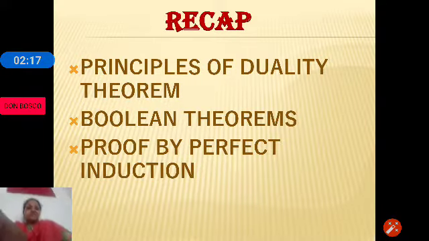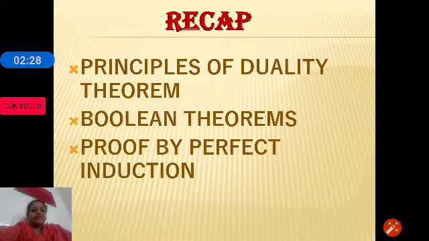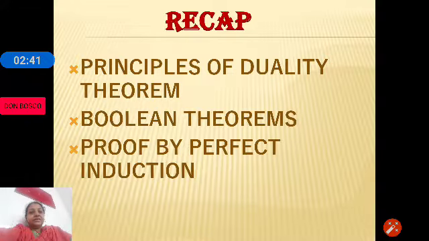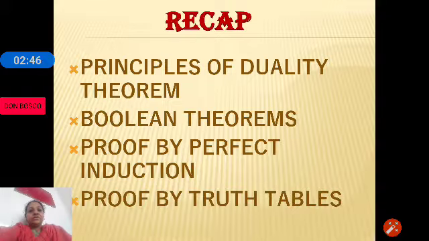Then we discussed the Boolean theorems and how they can be proved. Boolean theorems are required to simplify Boolean expressions, and there are 2 methods using which we can prove Boolean theorems. One is the perfect induction method and the other one is the truth table method. We had an example for both. This class we will be continuing with a few of the Boolean theorems.